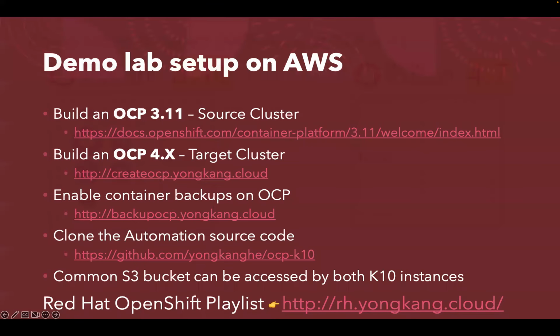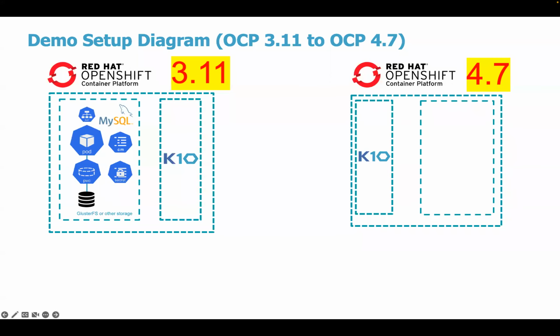Here is a diagram to show you how it works. In my case, I built a 3.11 running on AWS Cloud. By the way, it's a self-managed OpenShift. It's not a ROSA, okay? Back in the 3.11 days, ROSA wasn't born yet. And I also built an OpenShift Container Platform running on 4.7, also a self-managed OpenShift cluster running on AWS Cloud.